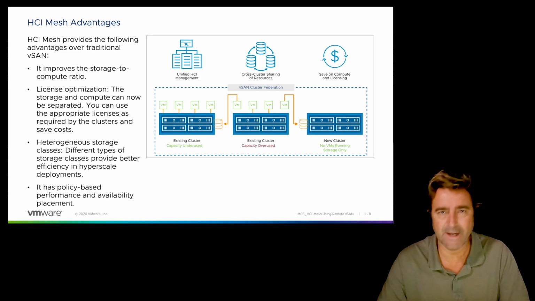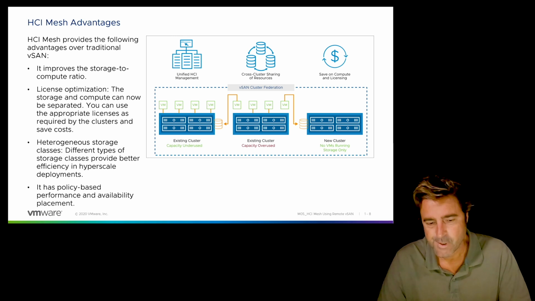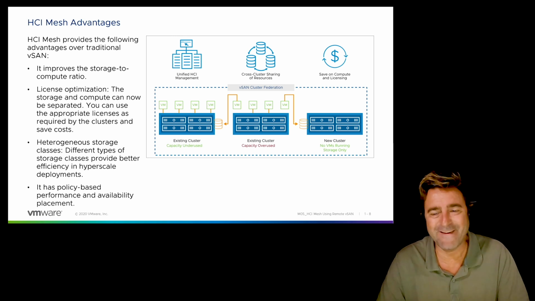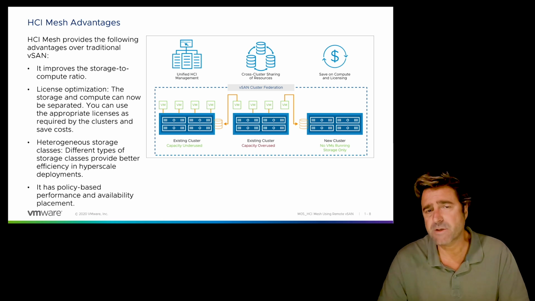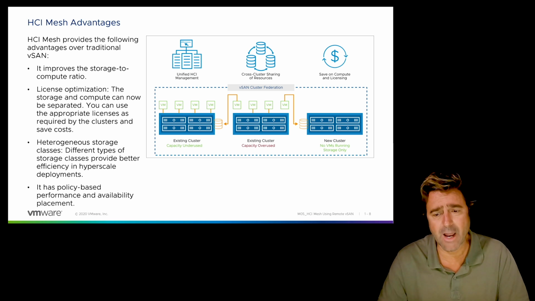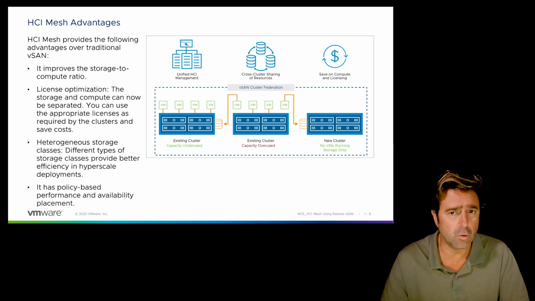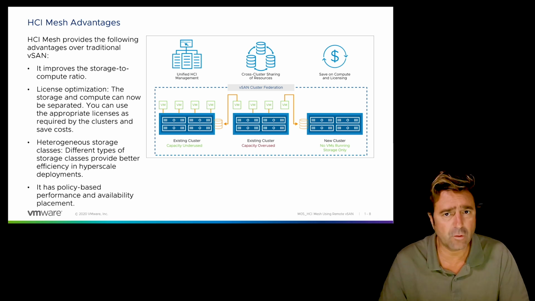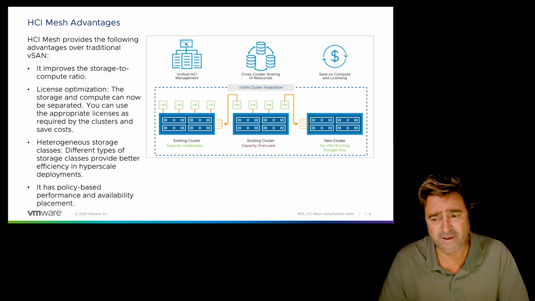And when you look again at this example, you can see you have three clusters altogether. This is what they call a vSAN cluster federation. And you can see that the second cluster is overused. So notice carefully in this drawing, in the second cluster, you have 4 VMs running. 2 are using the local data store, and the other 2 are using remote vSAN data stores.